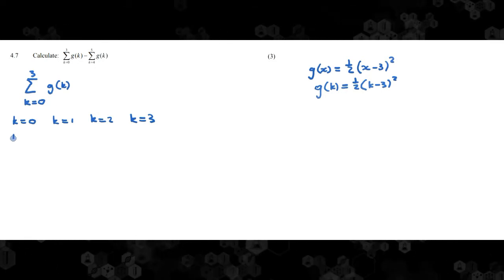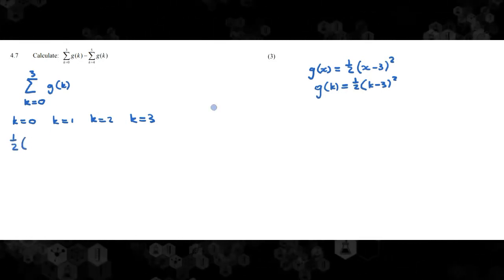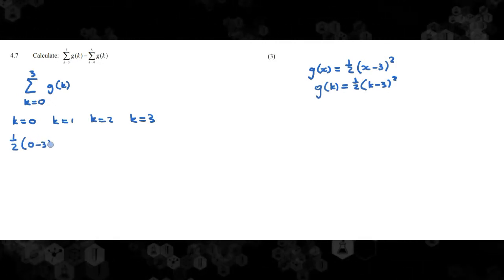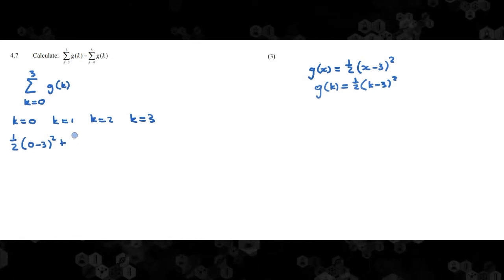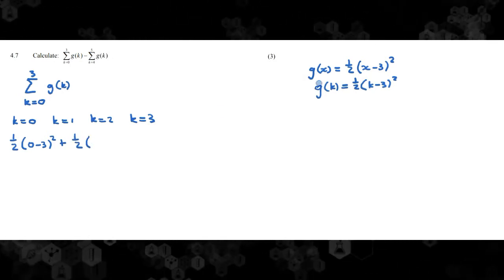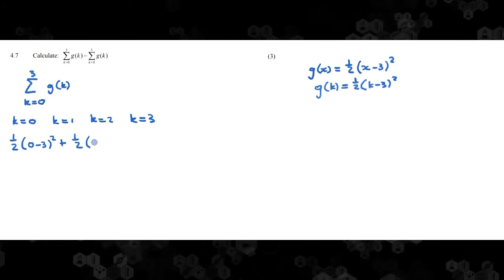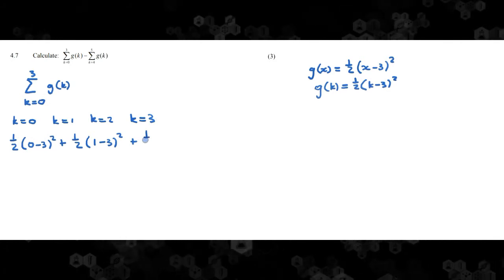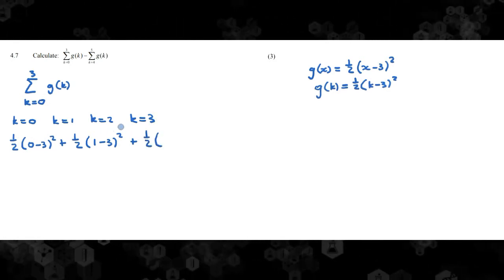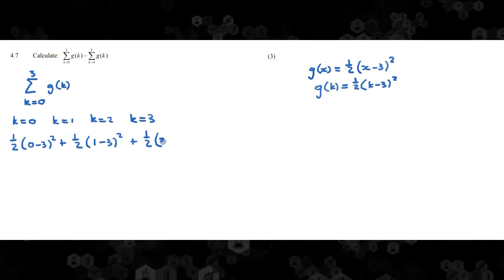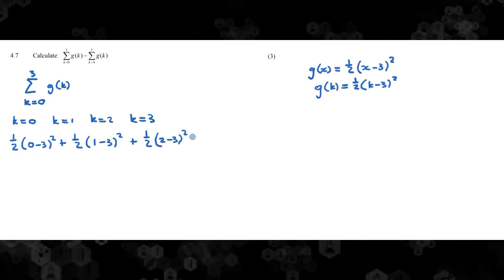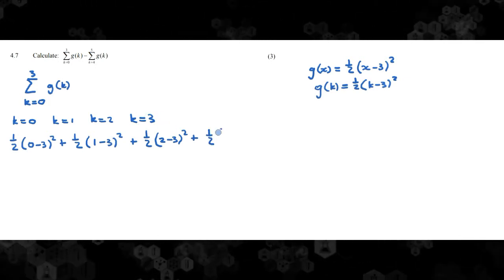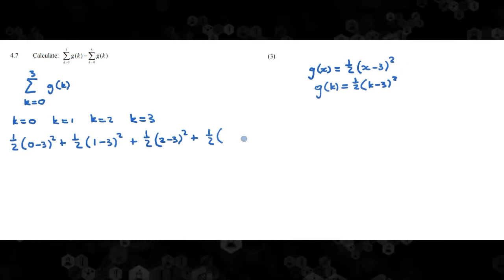So here we have 1 over 2, open brackets. Where there is k, I put 0, so we have 0 minus 3 squared, plus 1 over 2, where there is k, this time we put 1, so we have 1 minus 3 squared, plus 1 over 2. This time we put 2 where we see k. And finally we are going to end here at 3. So we have 1 over 2, and where there is k, we substitute 3.